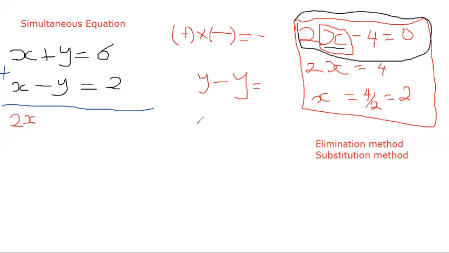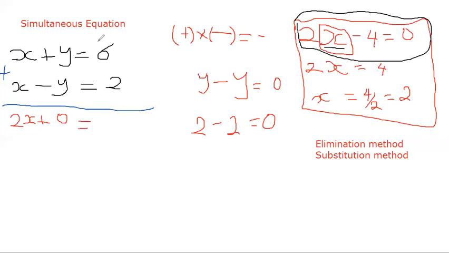Okay, let me use numbers. Let's say 2 minus 2. What is 2 minus 2? 0. So y minus y is also 0. So here I'll have plus 0, because y minus y is 0.